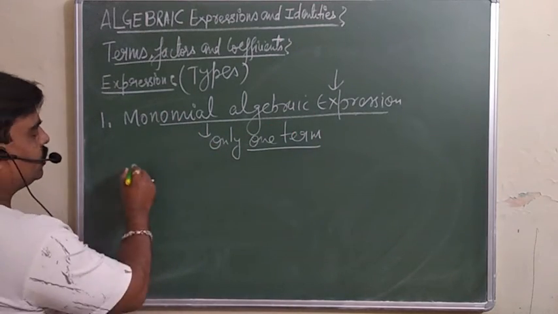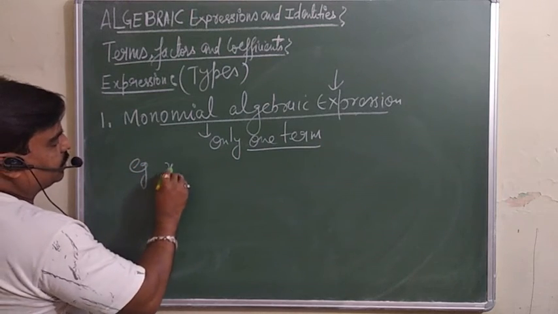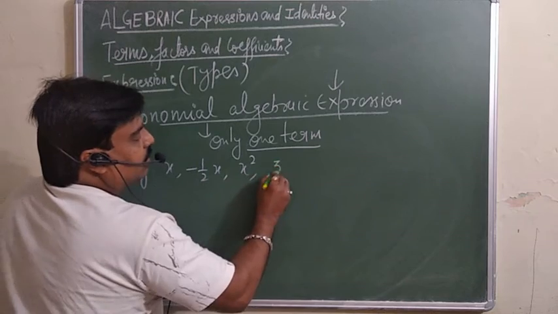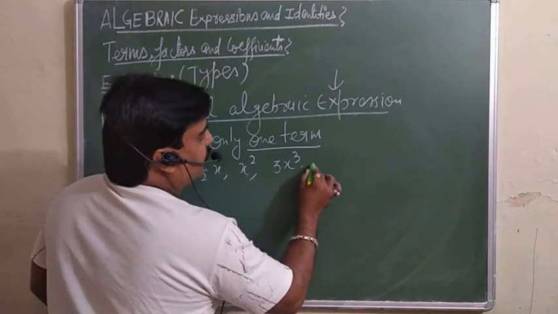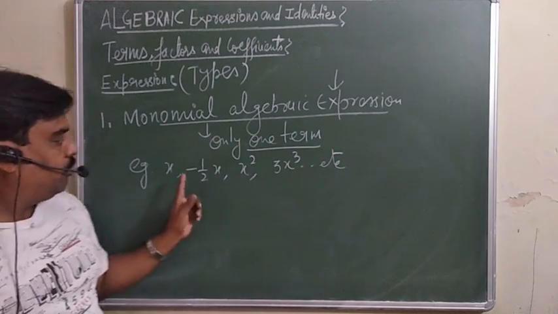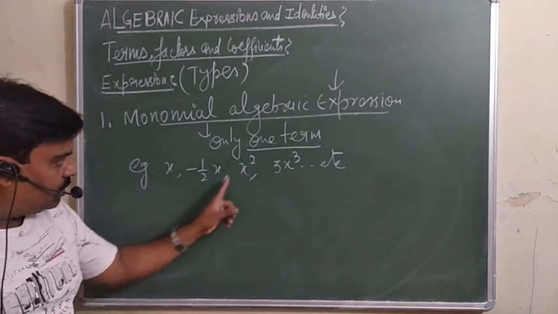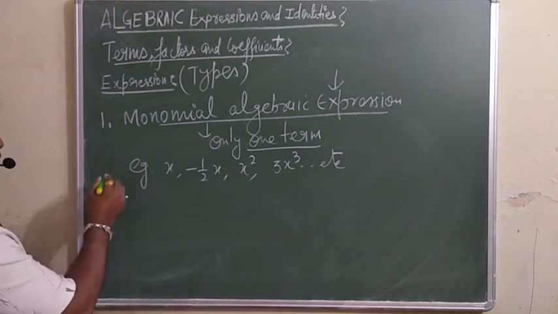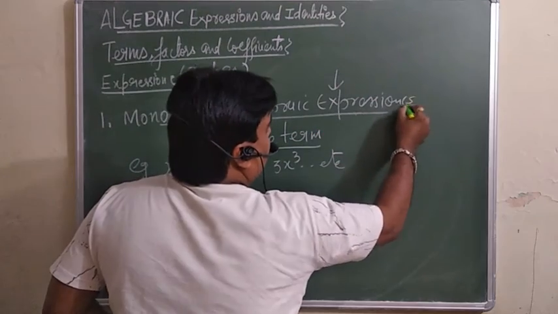केवल एक term हो. For instance, जैसे x, minus 1 over 2x, x square, 3x cube. These all are the monomial algebraic expressions. There should be only one term. एक term है. These are the monomial algebraic expressions.